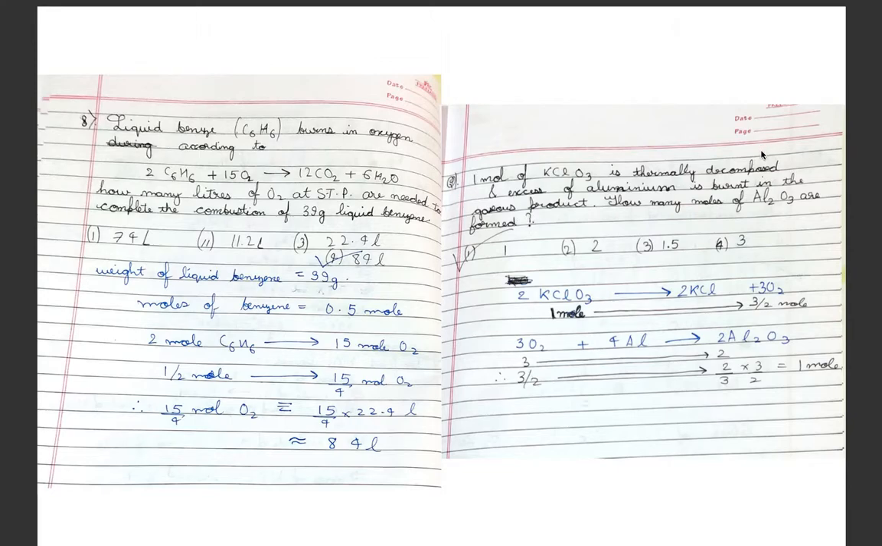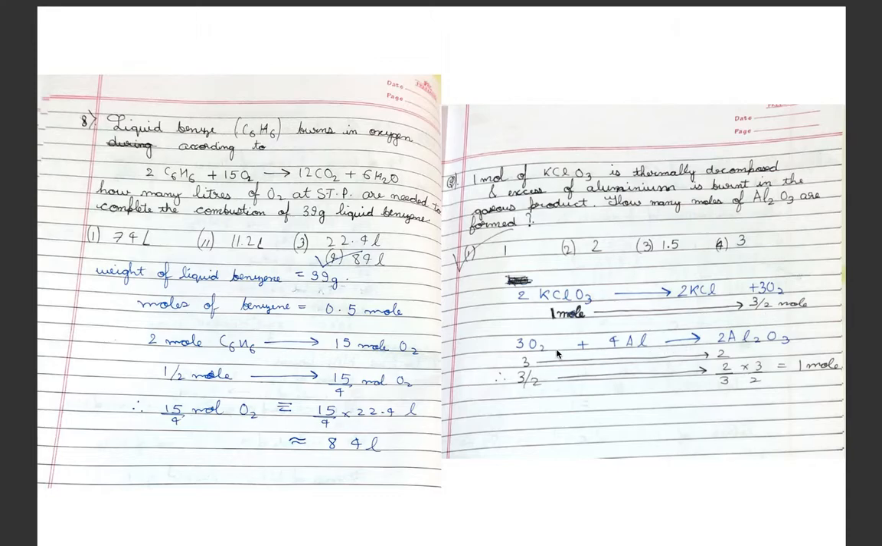1 mole of KClO3 is thermally decomposed and excess aluminum is burnt in the gaseous product. How many moles? Here the main thing is to write the two reactions very correctly. When you write the first reaction, you get 2 moles, but in the question 1 mole is given. And 2 moles in the actual reaction give 3 moles of oxygen, so 1 mole would give 3 by 2 moles.